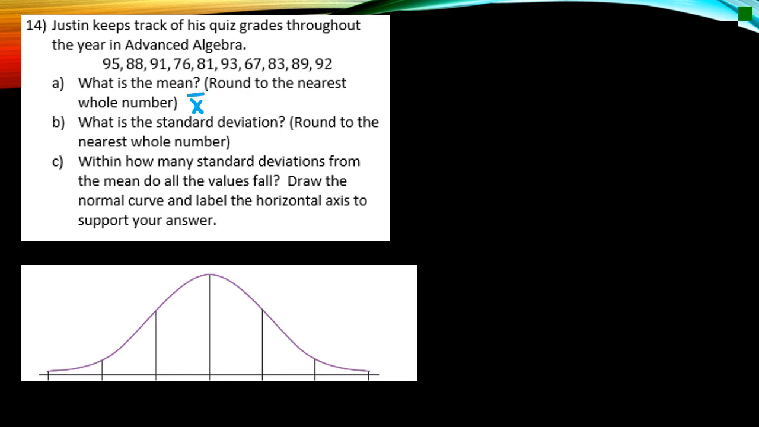So the mean we're going to get is 86. It actually comes out to be 85.5, but we're rounding to the nearest whole number. And then the standard deviation comes out to be 8.8, but I'm going to round it up to 9.